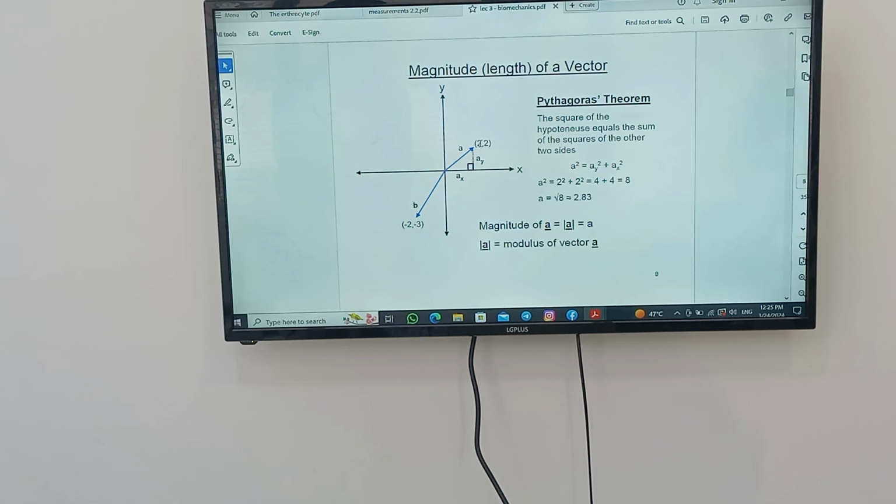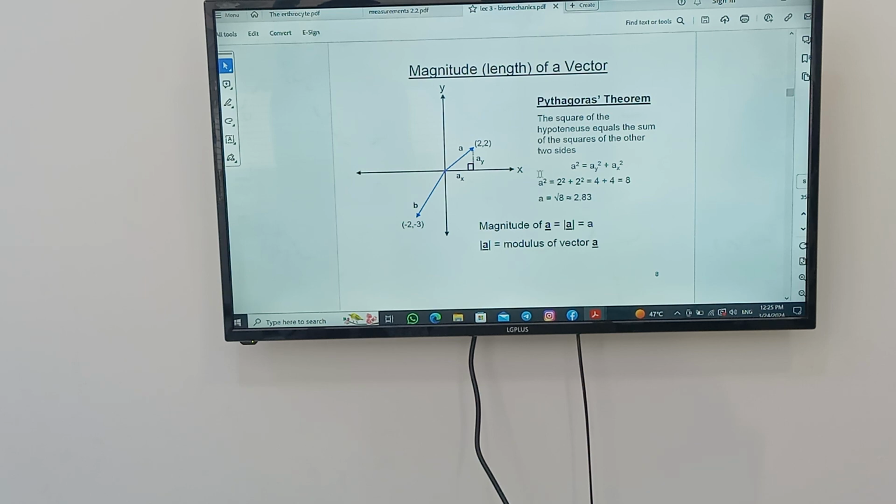Vector A has 2 points, which is 2 and 2. So we're going to take the square of point A for the y-axis, which is 2 squared, and the square of the x-axis, because this one refers to the y-axis and the other one refers to the x-axis. So 2 squared is 4, and the other 2 squared is also 4, equals 8.